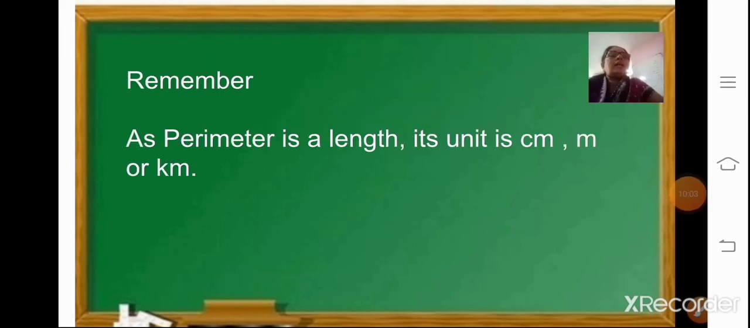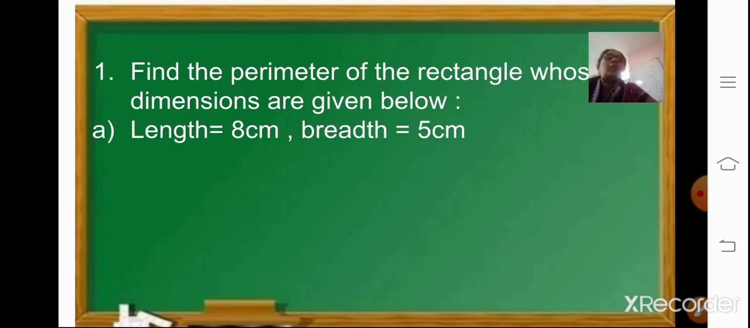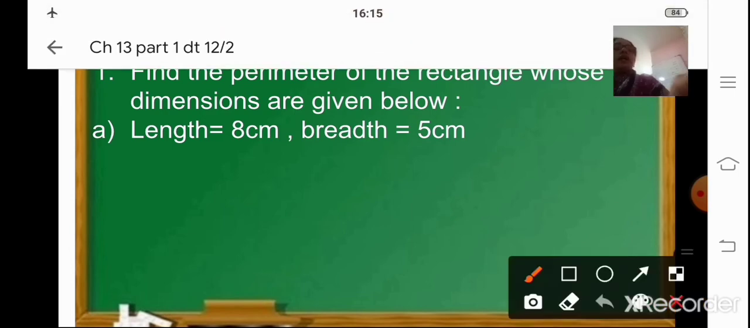Okay, and before that, remember that as perimeter is a length, its unit will always be read in centimeter, meter or kilometer. Okay, children? Now let us start with our exercise sums, that is exercise 13.1. Here we have to find the perimeter of a rectangle whose dimensions, meaning the sides, are given below: length is 8 centimeter and breadth is 5 centimeter. Yes, so here you can draw a rectangle first.